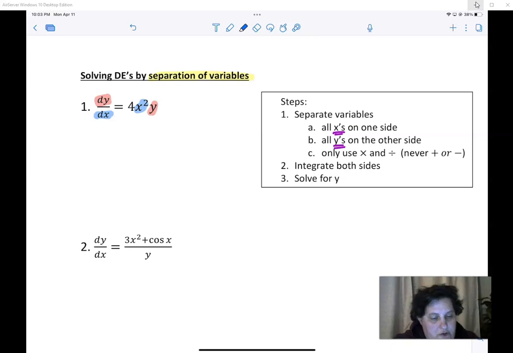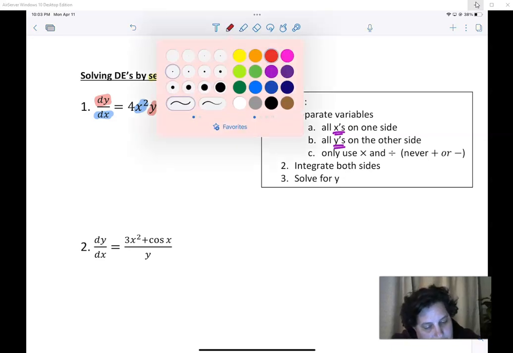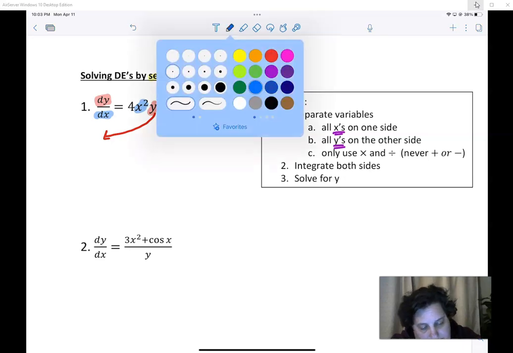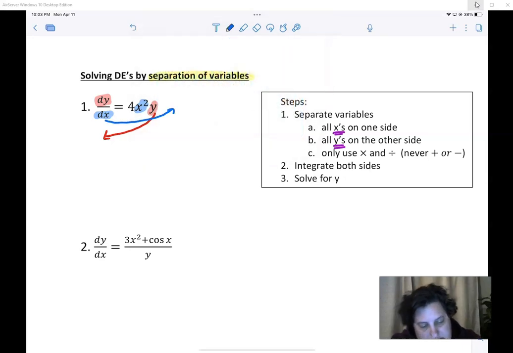Okay? So here's what I think I'm going to do. I want to move this y over here to where the dy is. And then I want to move the dx over here to where the x is. And then the 4, you can leave it or move it. It's completely up to you.